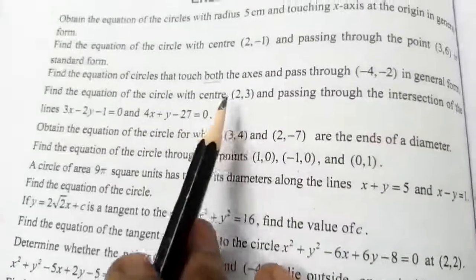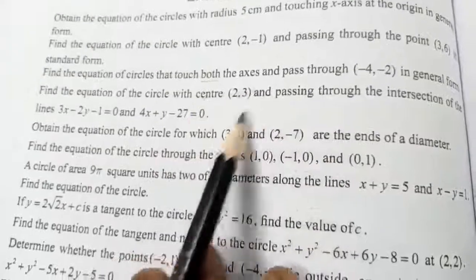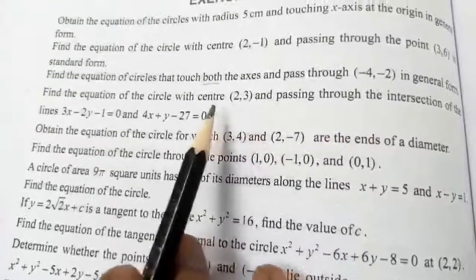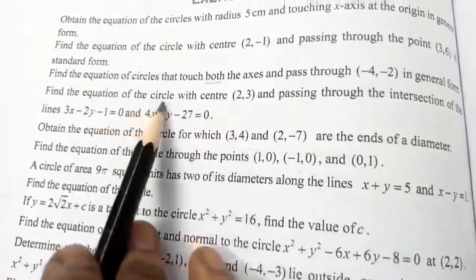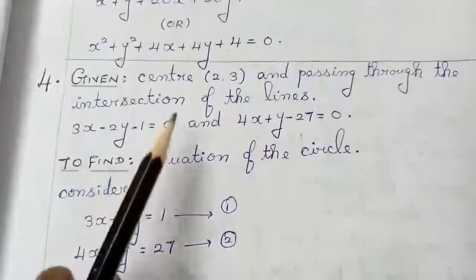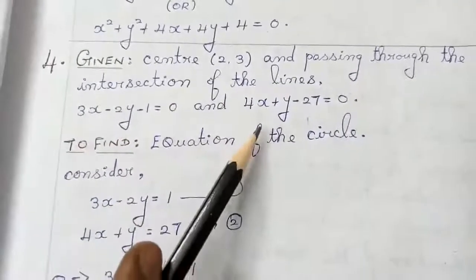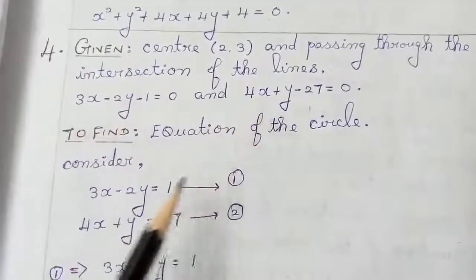What we are going to do is, we have the center (h, k). By using these concepts, we are going to find the radius. Then I am going to use the equation of the circle formula and find the value. Fourth question, students: they have given you the center and the point of intersection. Now just follow my steps.